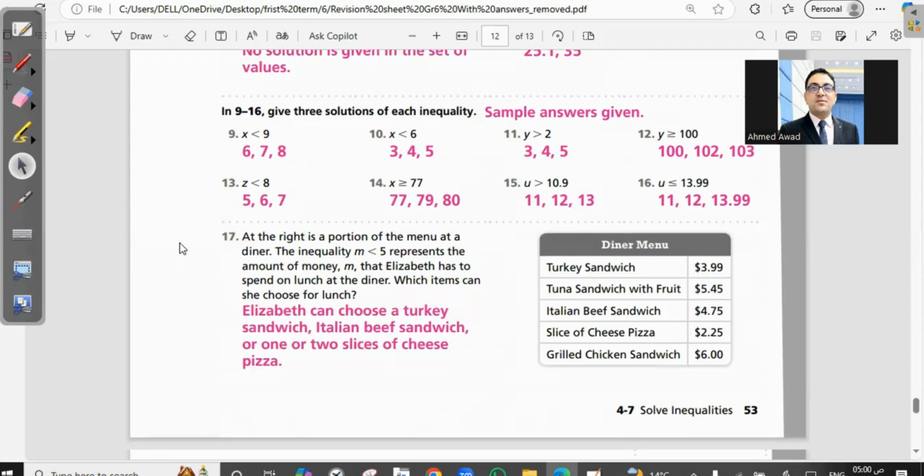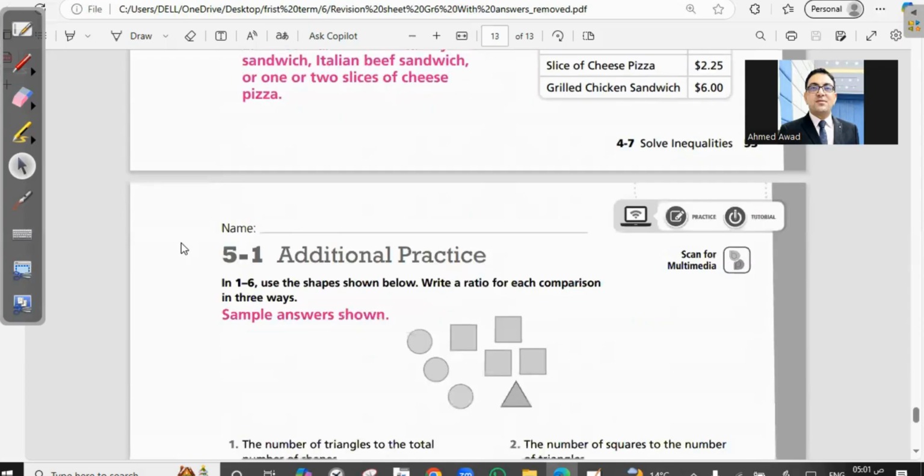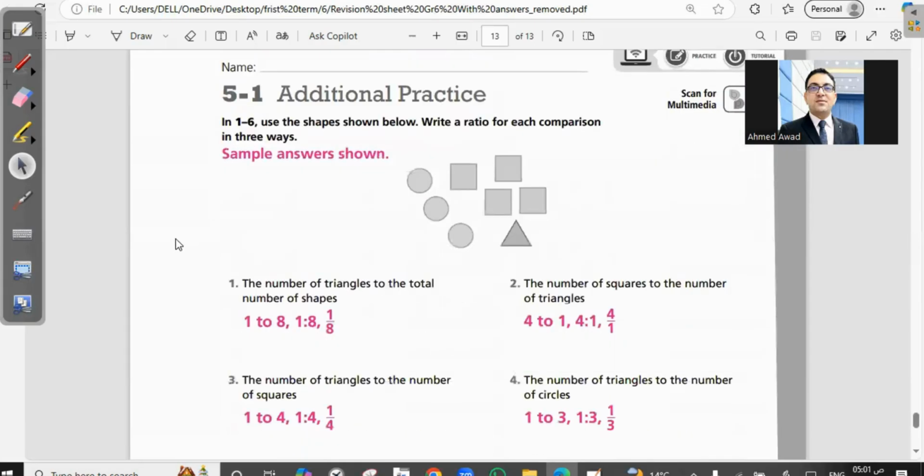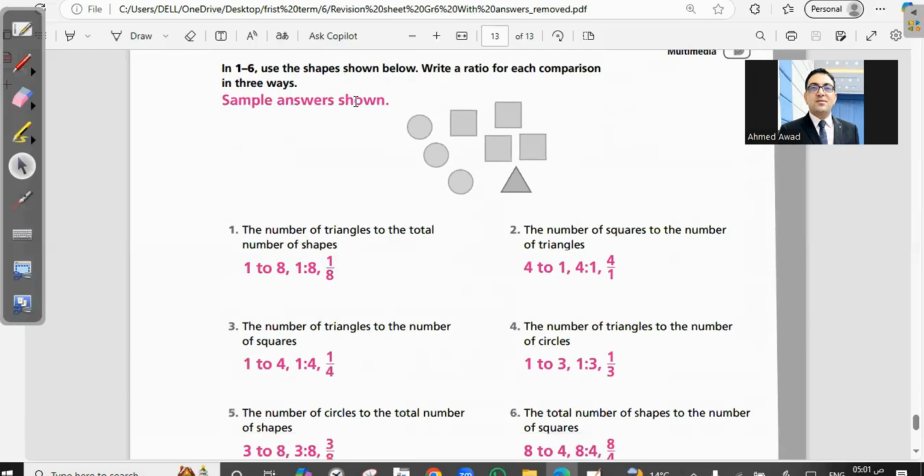Now, lesson 5.1 is about ratio. Okay? A ratio is a comparison between any two what? Any two quantities, guys. Okay? So they said what here in 1 to 6, use the shapes shown below, write a ratio for each comparison in 3 ways. So I have here 3 circles, 4 squares and 1 triangle.